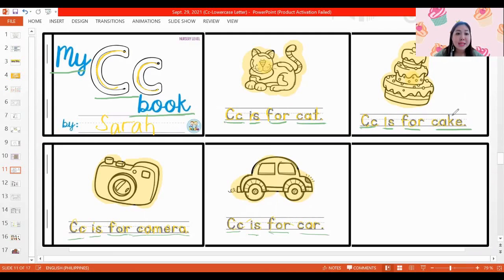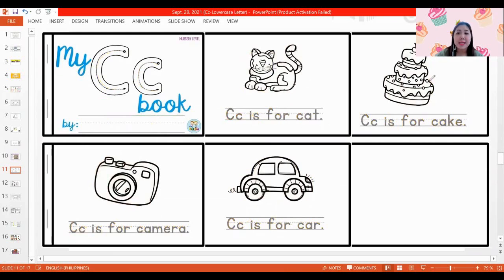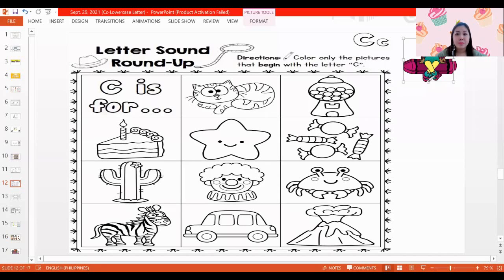So now let's proceed to the next page where we will cover the pictures that begin with the letter C. So we have pictures here. Some pictures begin with the letter C. Some pictures do not begin with the letter C.